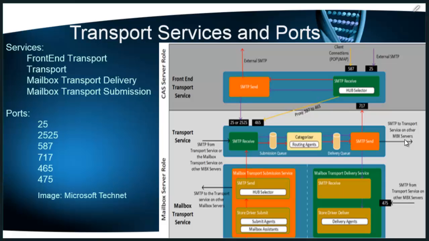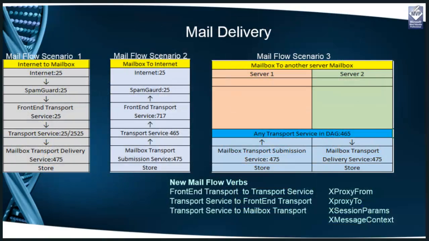Port 475: the mailbox transport service listens on this port for connections either from the transport service, SMTP send, or SMTP from the transport service on other mailbox servers that need to send mail to the users on this server. Very clear. All right, so let's move on to the next slide. This is pretty much the architecture of the transport service and the ports in the Exchange 2013 transport.